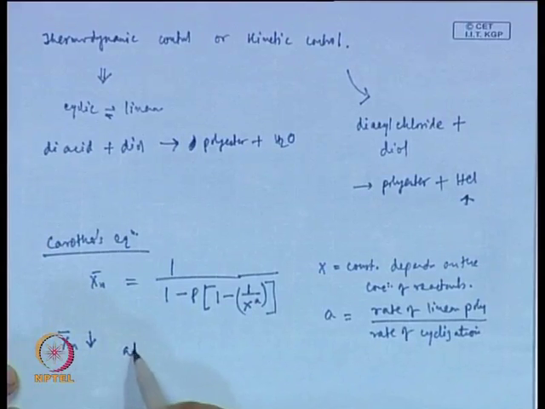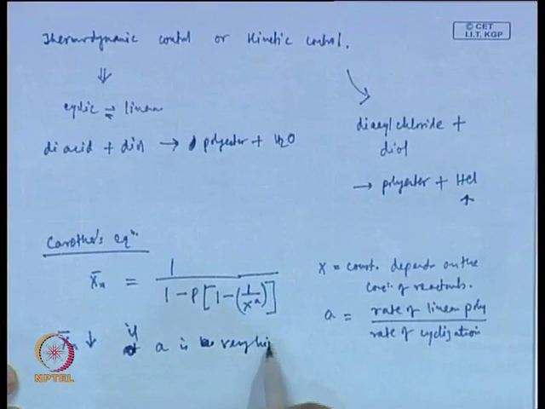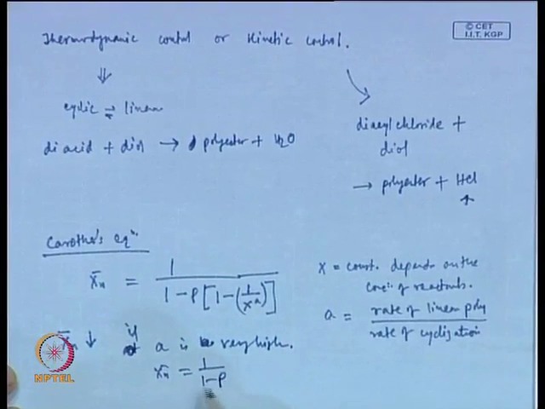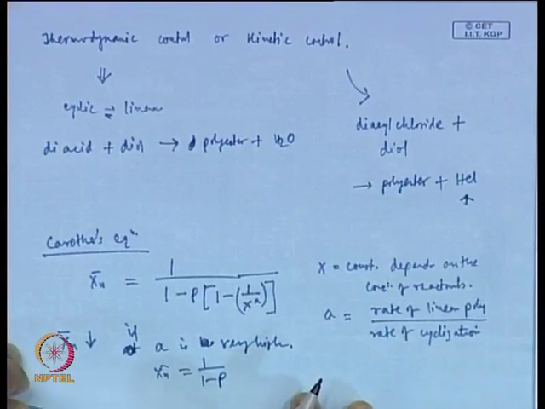Now, if A is very high, that means almost absence of cyclization, then Xn would be 1 over 1 minus p, which is basically giving us back the original Carothers equation for linear step polymerization.